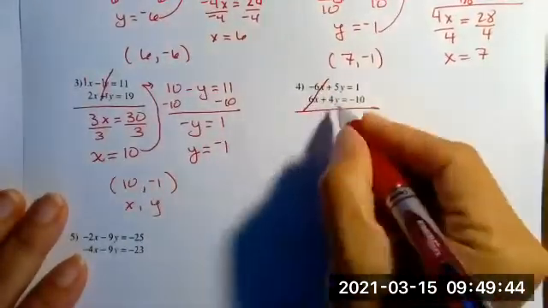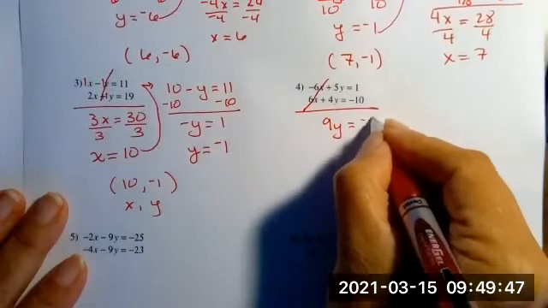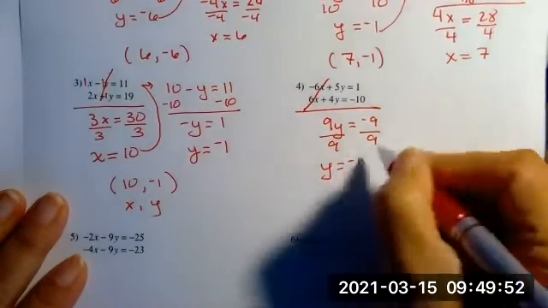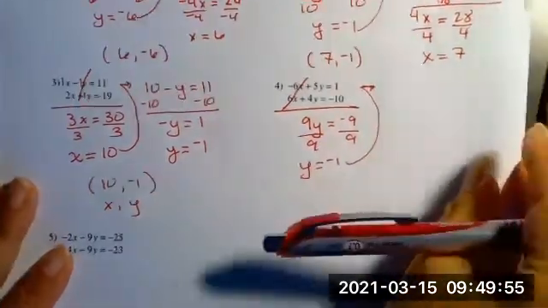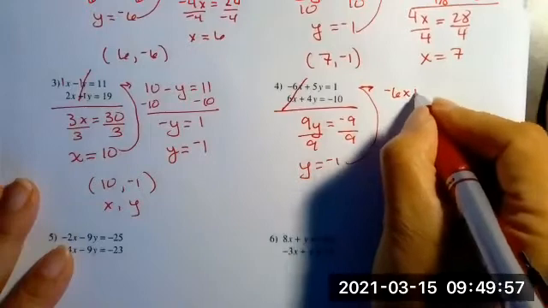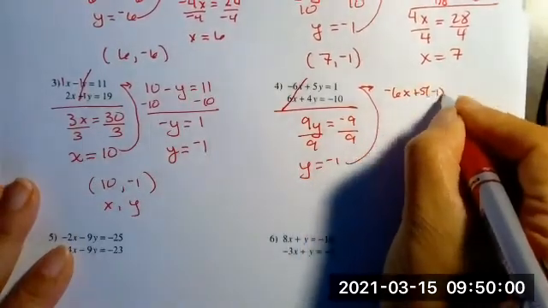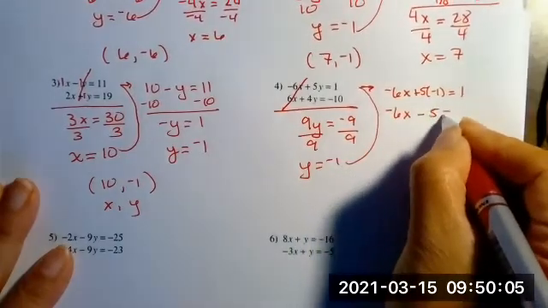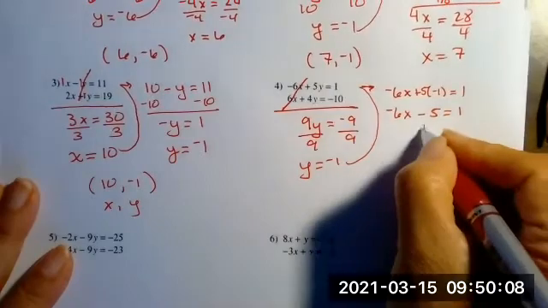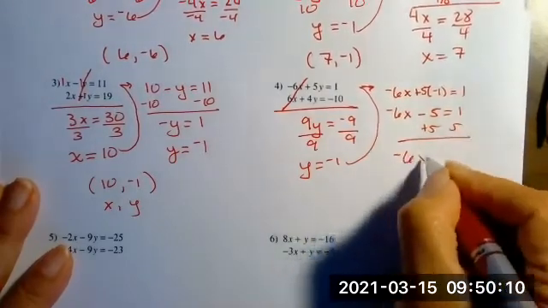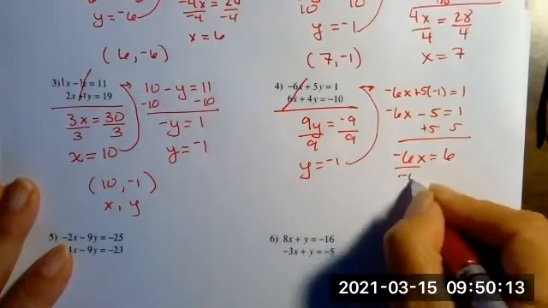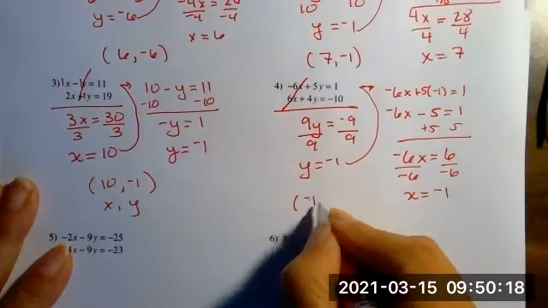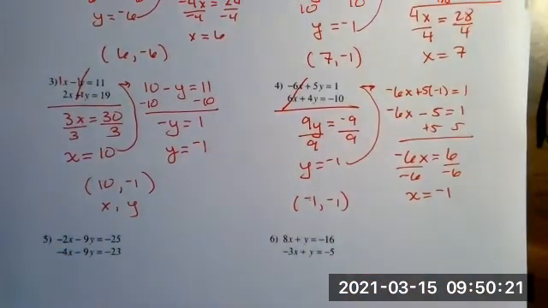So opposites, so this is 9y equals negative 9. Divide by 9, y equals negative 1. Substitute that back in there. Negative 6x plus 5 times negative 1. Negative 6x minus 5. Add 5 to both sides. Negative 6x equals 6. Divide by negative 6. X equals negative 1. Negative 1, comma, negative 1. All right.